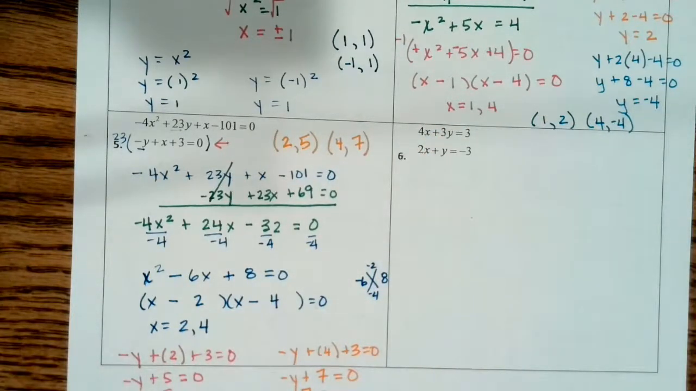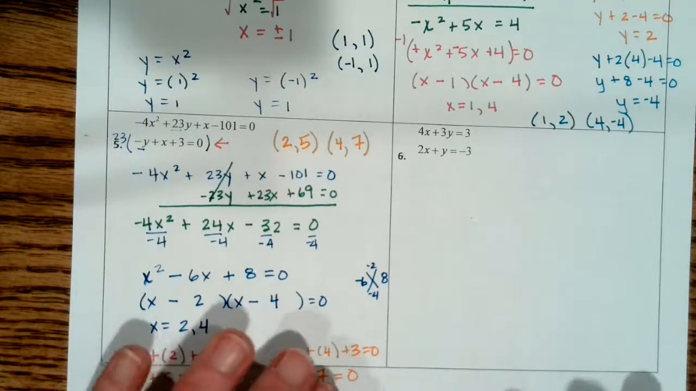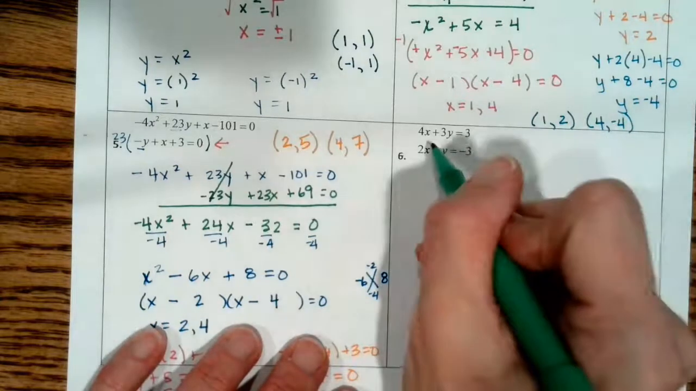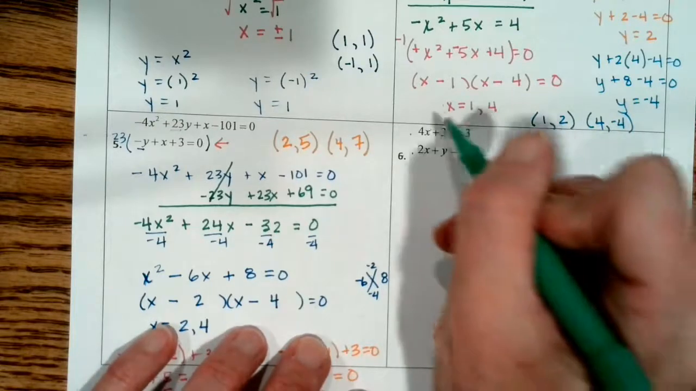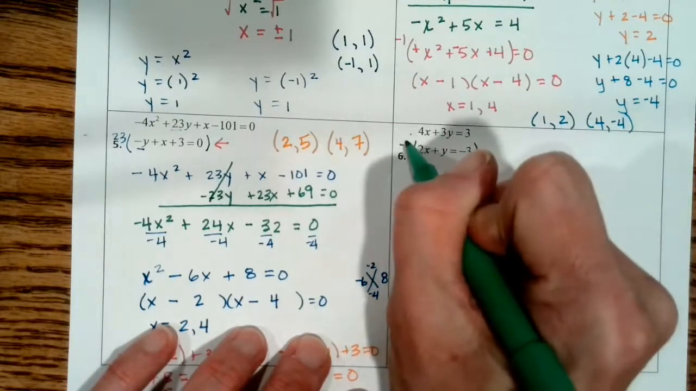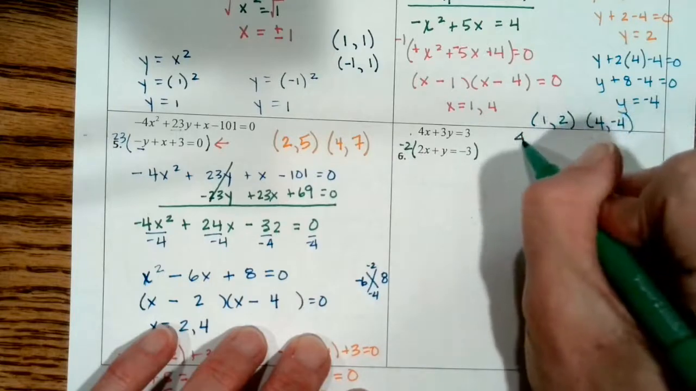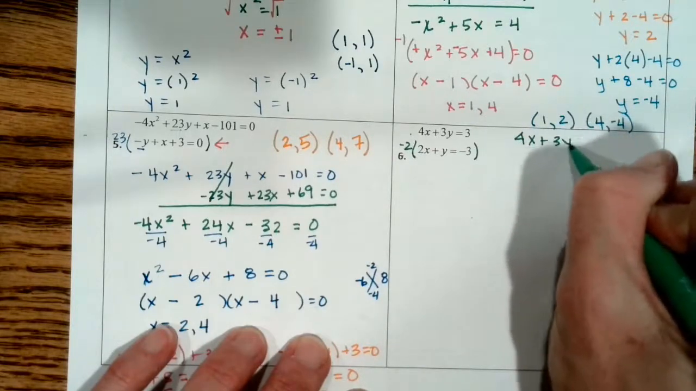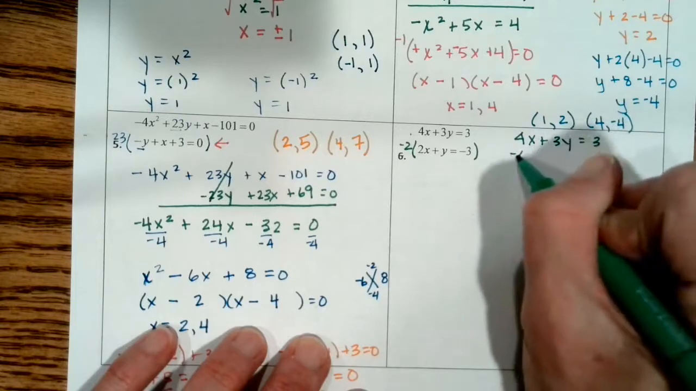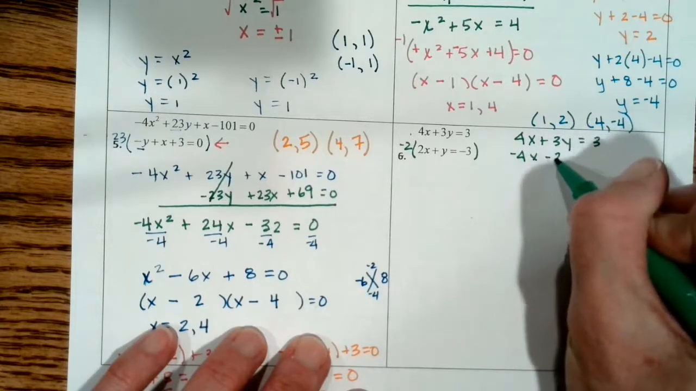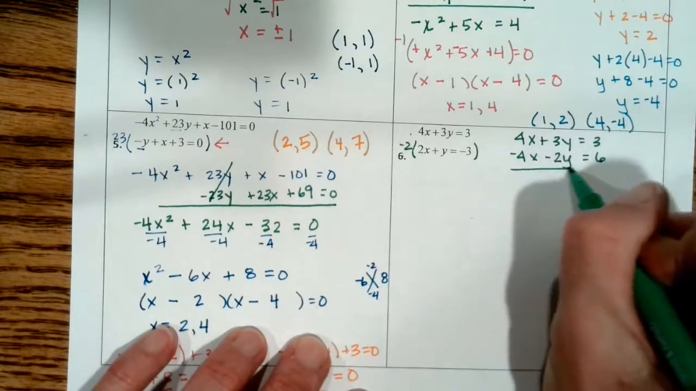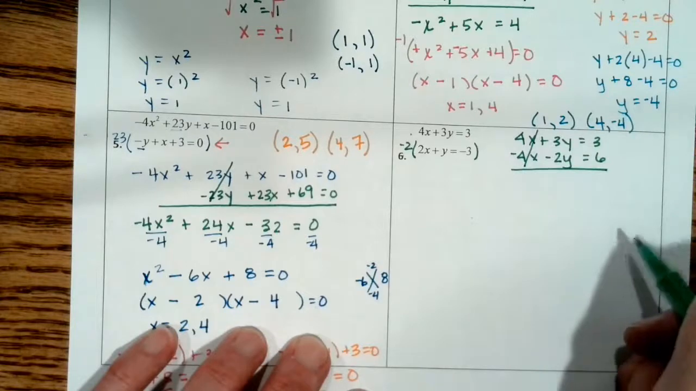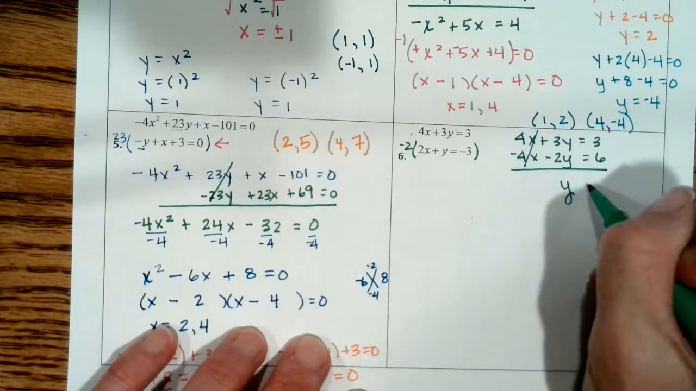Alright, last one for this page. I think I'll go ahead and do linear combination. Because these are both linear, it doesn't matter whether I cancel out x or y. I'm going to go ahead and get rid of x's. That gives me 4x plus 3y is equal to 3. Negative 4x minus 2y is equal to positive 6. 1y is equal to 9.